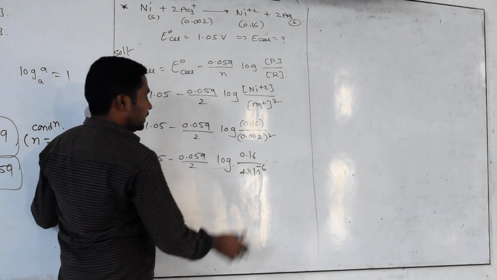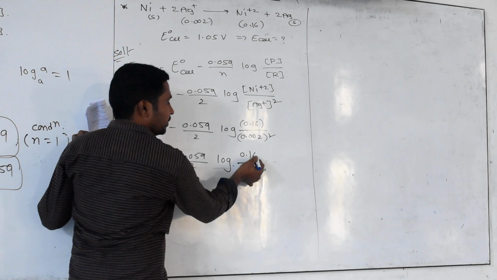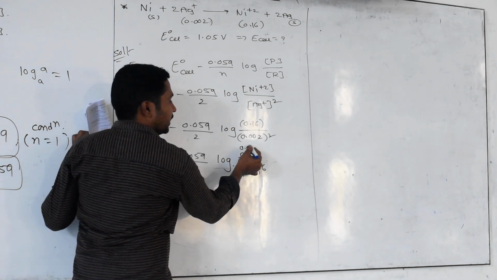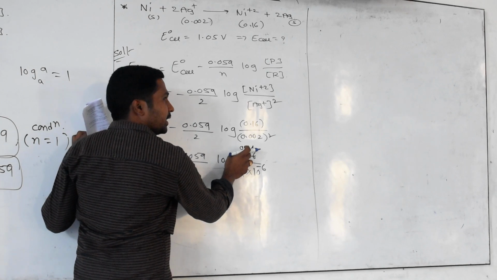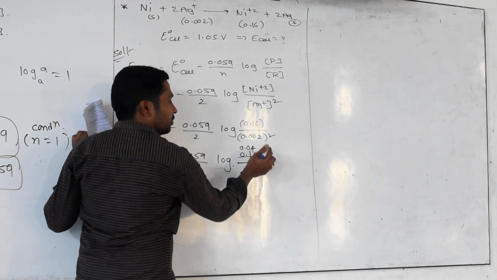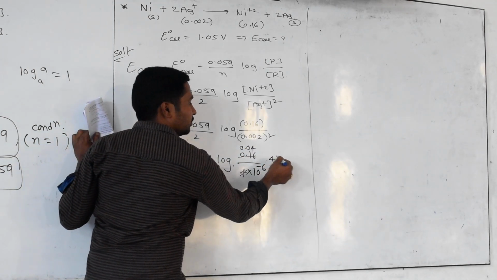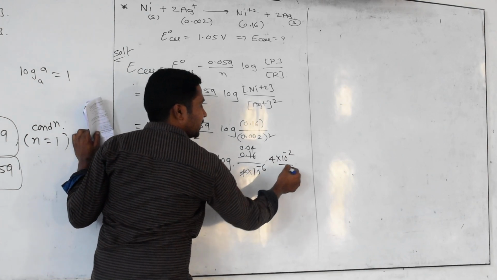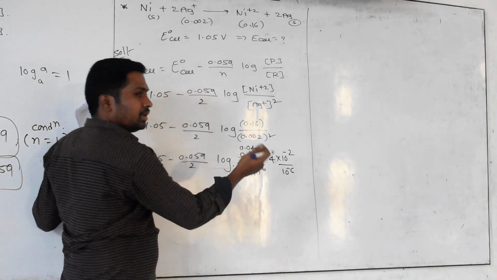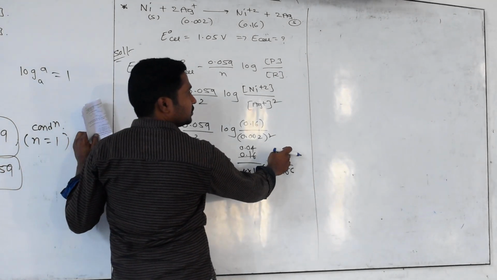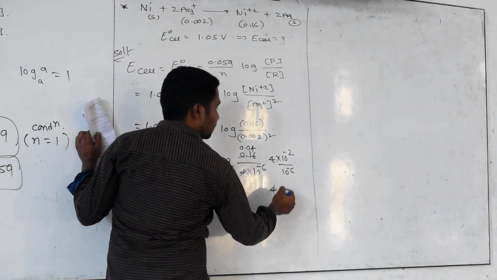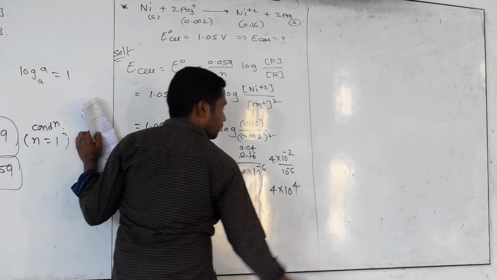Again we can do simplification. 0.16 divided by 4 gives 0.04, and 0.04 we can make as 4 into 10 to the power of minus 2. Write that down: 4 into 10 to the power of minus 2 by 10 to the power of minus 6. Minus 6 comes up as plus 6, plus 6 minus 2 is plus 4. So finally we got 4 into 10 to the power of 4.